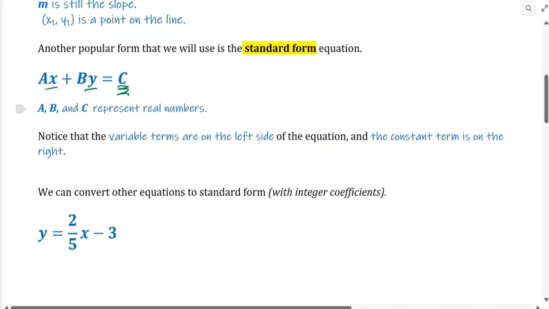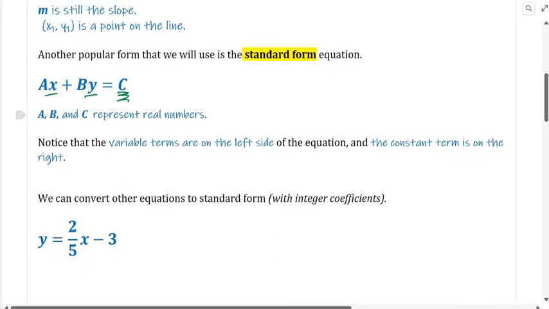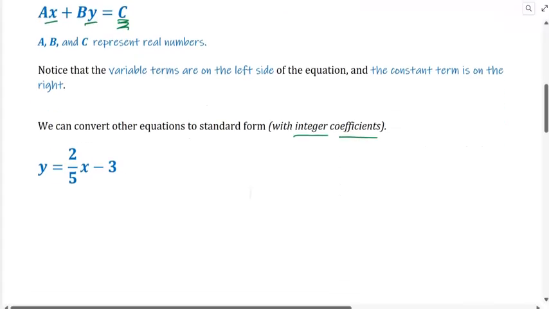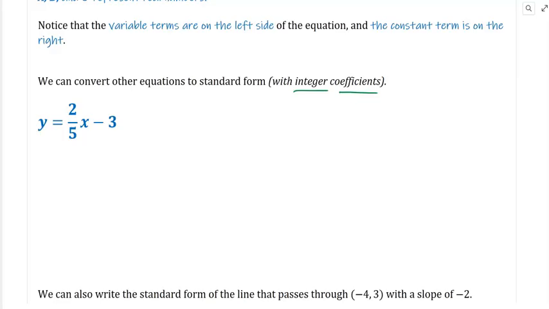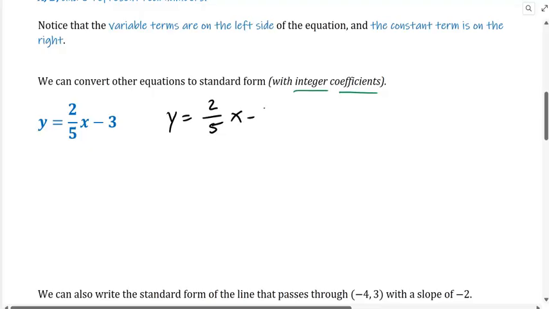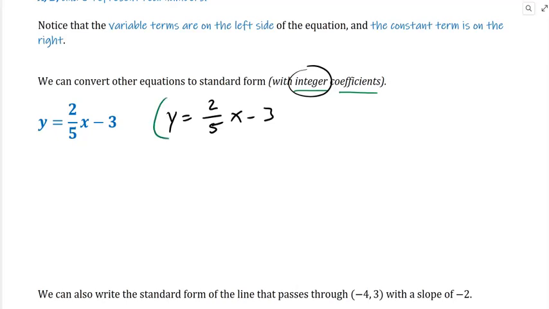Now, we can convert other equations to standard form with integer coefficients. We have to have integer coefficients, positive and negative numbers. So let's take a look at this very first one here. Let's get started. So y equals 2/5 x minus 3. Now I'm going to rewrite that one real quick. y equals 2/5 x minus 3. Now notice we have to have integer coefficients, and we don't have an integer coefficient here. So the very first thing I'm going to do is multiply everything in this equation by the denominator of our fraction, which happens to be 5. So I'm going to multiply everything times 5.